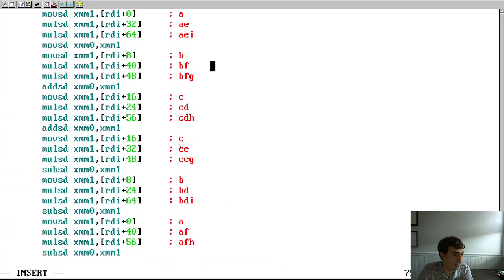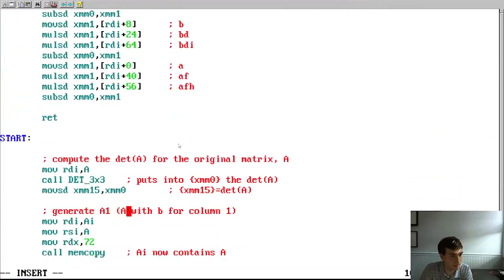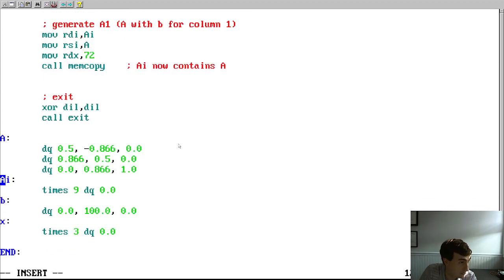So just to go over that again, memcopy was a function that we've written previously. Here you can see it takes in two pointers to two memory locations, and then all you do is pass in RDX how many bytes you want to copy, and it just copies bytes, 1 by 1 or 4 by 4, or 8 by 8 maybe, from RSI into RDI. So that's what this part of the code does. At this point, the AI address down here, which originally was all zeros, times 9, now contains A. So literally an exact copy of A will be in AI.